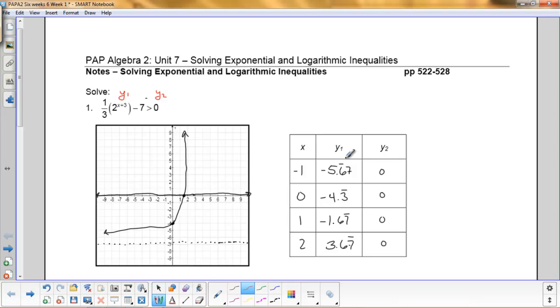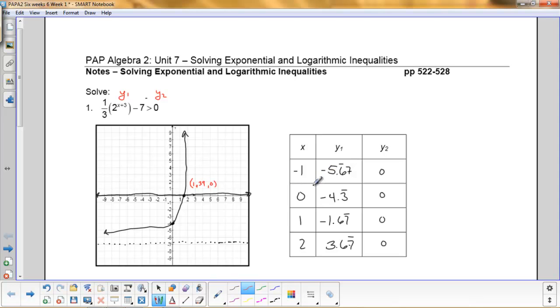Okay, so now what we're going to do here is we're going to first identify the point where these two parts intersect each other. And remember that second trace, number 5, enter, enter, enter. You're looking for that intersection point. The intersection point here is 1.39 and 0.